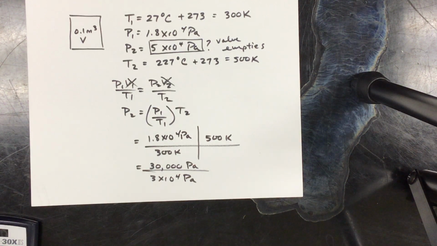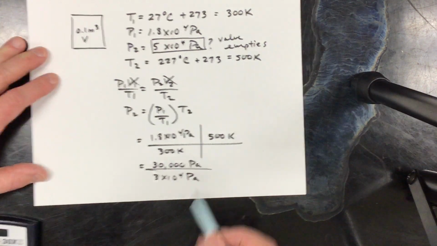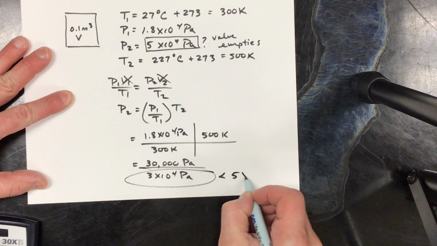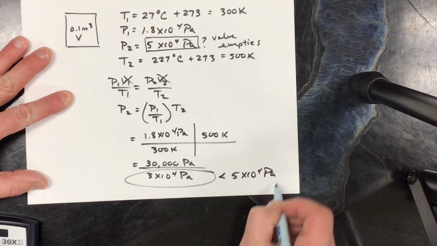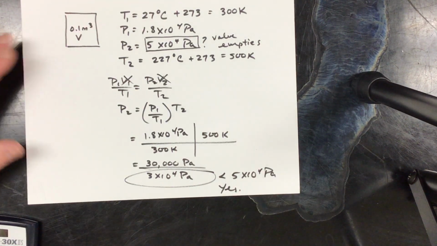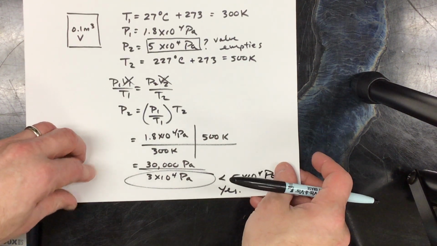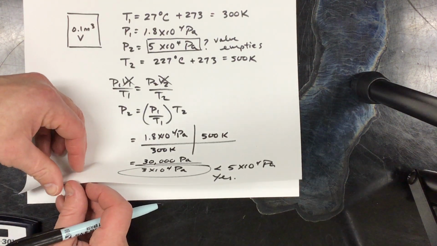Let's see. Will the valve hold? Oh, I got to read the question. Will the valve hold if pressure does not exceed 5 times 10 to the 4 Pascal? Okay, so our answer here, 3 times 10 to the 4 Pascal, that's less than 5 times 10 to the 4 Pascal. And so the answer is yes, it will hold. So it doesn't blow. The valve does not go.